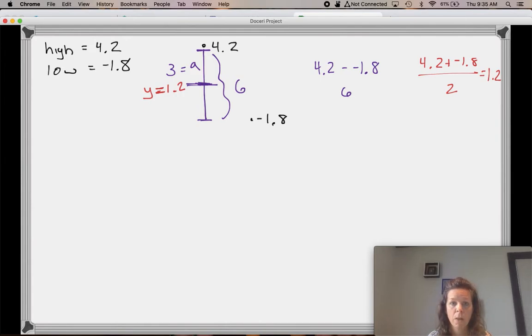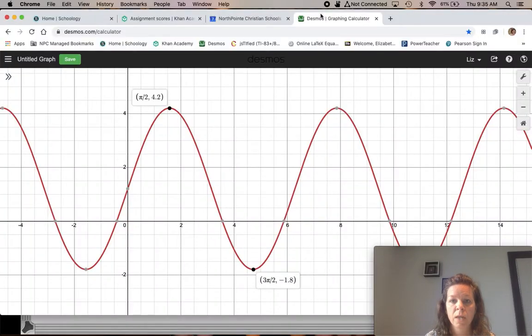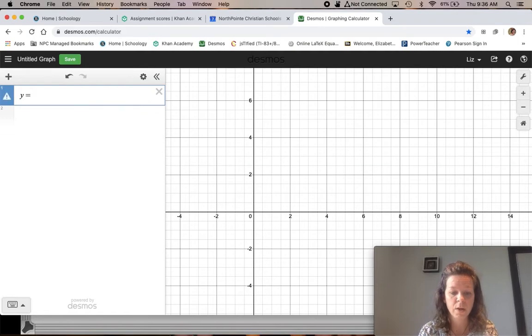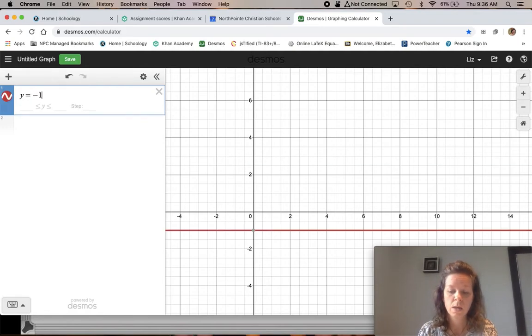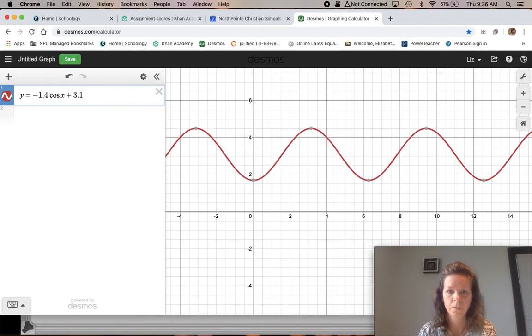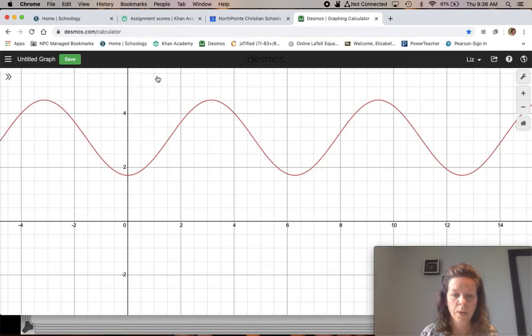You might, in some problems, instead of being given the high and the low, be given a graph that looks something like this. Let's see. I want to make it plot our midline value for us there, and it's not wanting to do that.